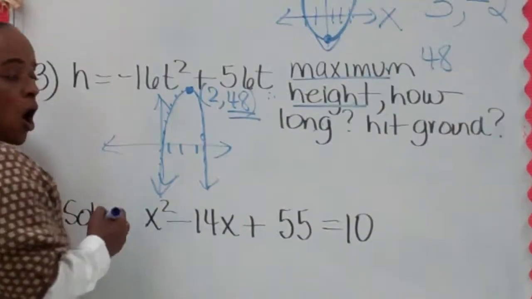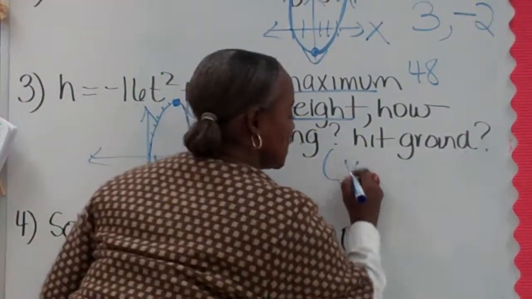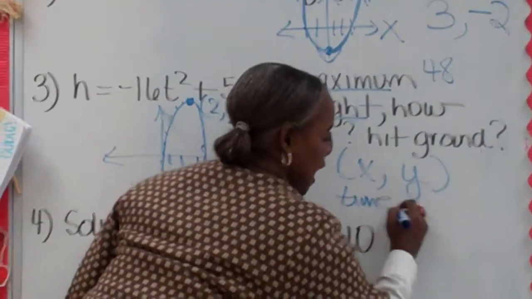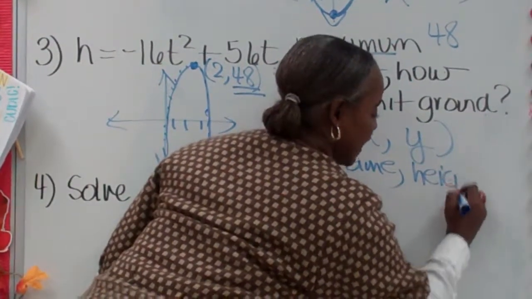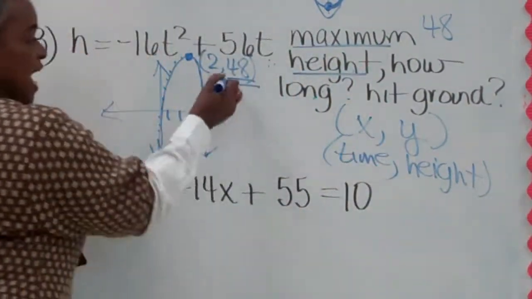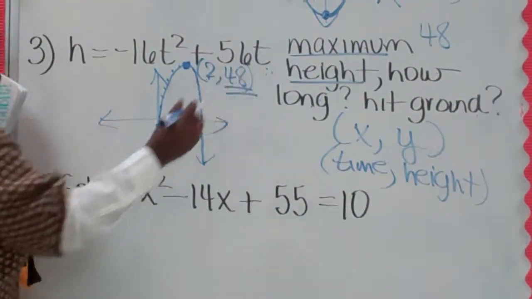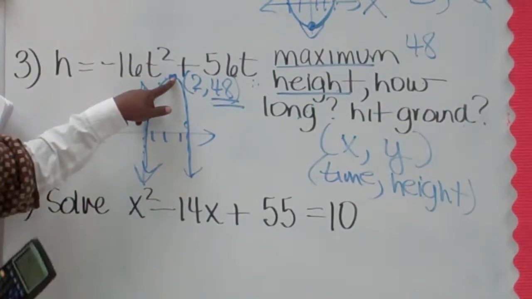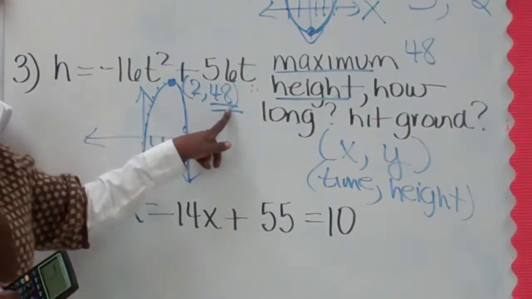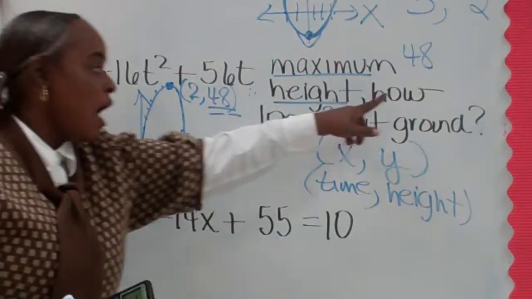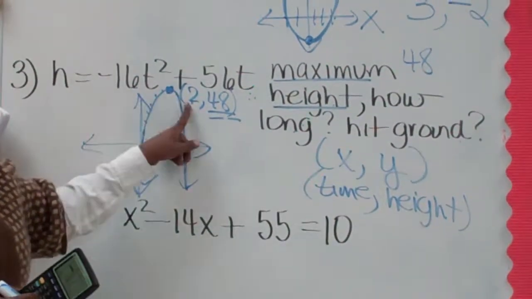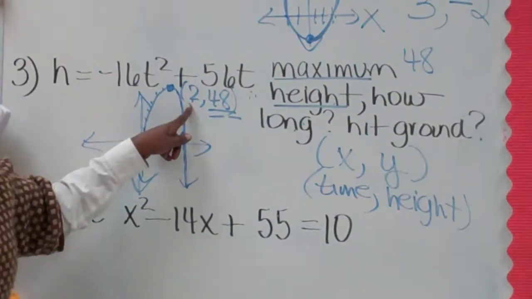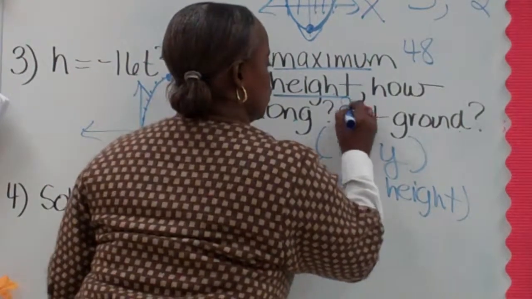In this problem, x represents your time, and y represents your height. So the x coordinate is your time, the y coordinate is your height. What was the maximum height? The highest y was 48 feet. And how long did it take to get there? 2 seconds, or 2 minutes, or whatever your units are. But it took 2 to get there. So that answer is 2.